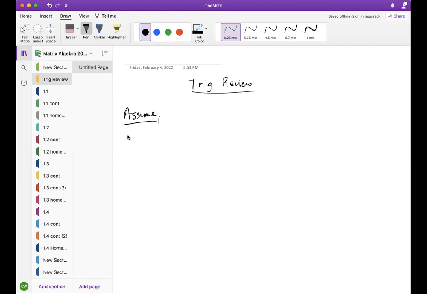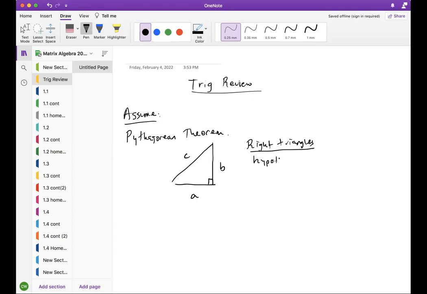So, for instance, the Pythagorean theorem. The Pythagorean theorem is, in a right triangle with sides A, B, and a hypotenuse C. So for right triangles with hypotenuse C and legs A and B, we have the relationship of the sides that A squared plus B squared is equal to C squared. So I won't prove that.